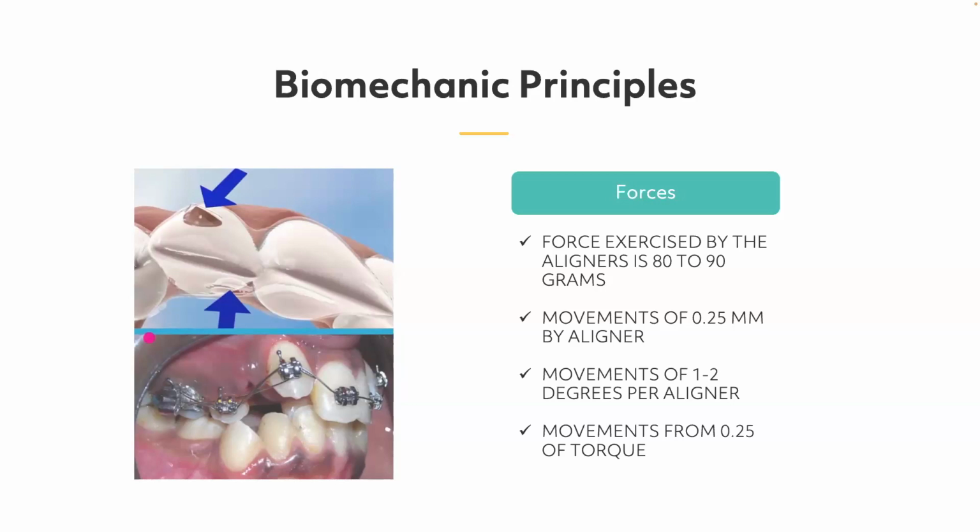Then we have movement, which is 0.25 millimeters per aligner. If we try to move more than 0.25 millimeters per aligner, we can affect the periodontal ligament and the bone.